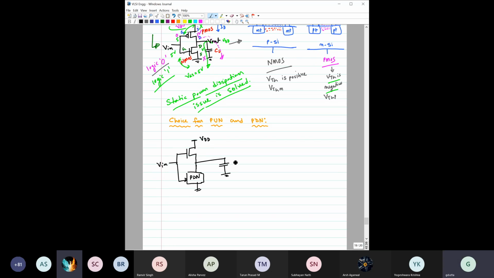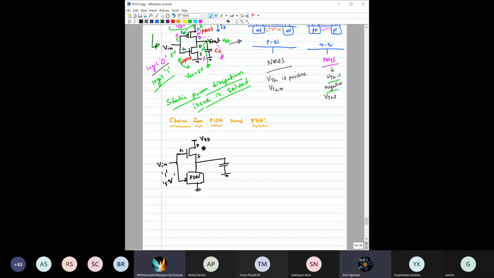So NMOS as pull-up means, let us say this capacitor is initially discharged, no voltage across this capacitor, right? Now, when we have given logic 1 at this Vin, this is the gate. What is this terminal, source or drain? Drain. This is the source, right? So when you have given logic 1, say VDD equal to 5 volt, equivalent to 5 volts, would this NMOS be on or off?